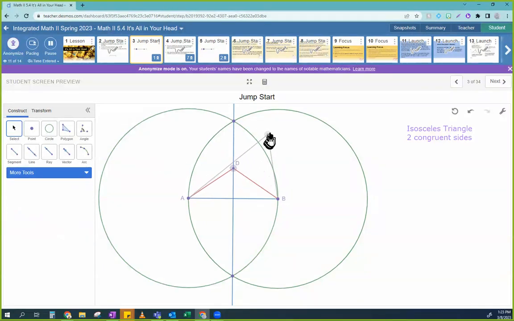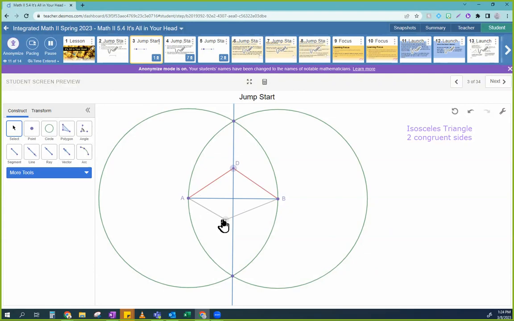So right here, do you think this is an isosceles triangle? Two congruent sides? Does this look like an isosceles triangle? You guys are like, no. Okay, what if I did like that? Doesn't that look better? You guys are like, that's still not congruent, Miss Johnson. Okay, what about this side? Does that look better? What about down here?